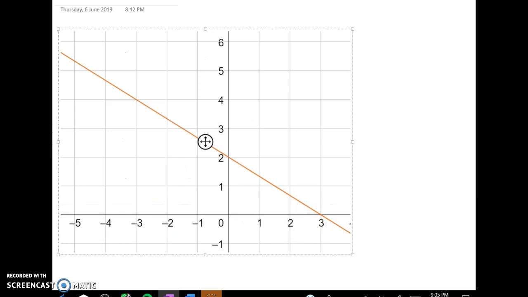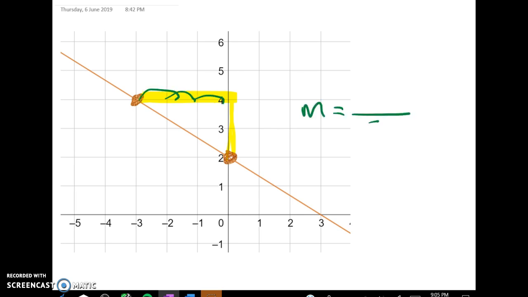Right, next one, blobby points. Blobby point here, blobby point here. Draw the triangle, whoosh, and whoosh. Right, the triangle goes out 1, 2, 3. And then we go from here and we go down 2.